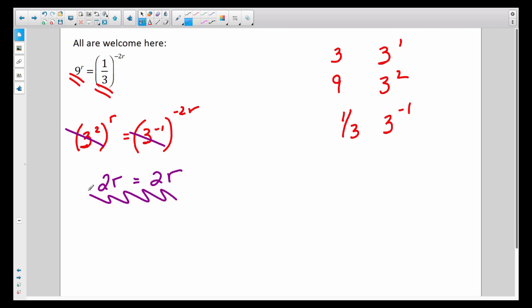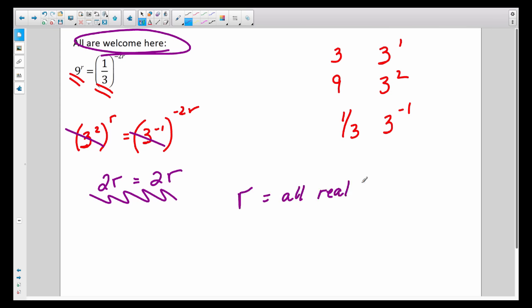What does that mean in terms of an answer? So I tried to give you a hint in the little title. It's everybody. R could be a million and these two would be the same. R could be negative a million, these two could be the same. You know what I mean? So the answer is R is like all real numbers.